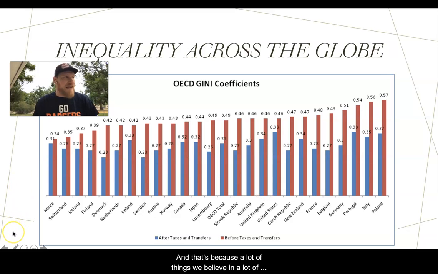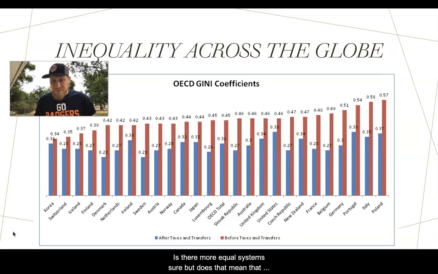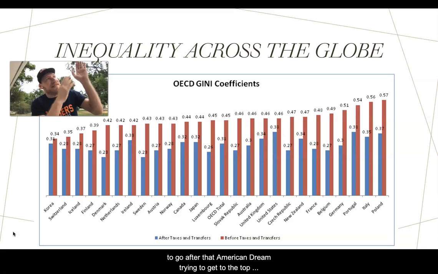And that's because of a lot of things. We believe in a lot of capitalism, and inside of capitalism, we have to understand there are going to be winners and there are going to be losers. That's just how capitalism is. Now, are there more equal systems? Sure. But does that mean that you could ever reach a level of pure comfort? Maybe. Does that mean that you'll ever be completely rich? Maybe not. And I think that's what we've settled on in America, trying to go after that American dream, trying to get to the top.